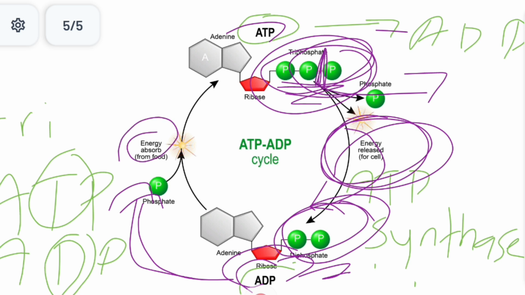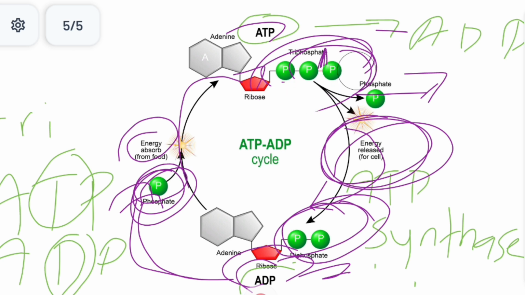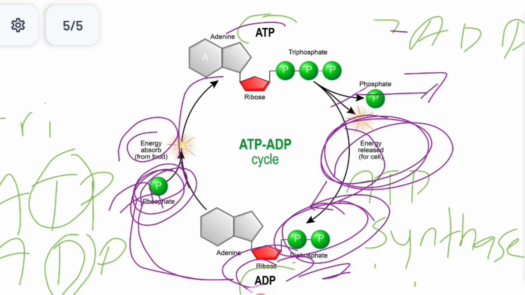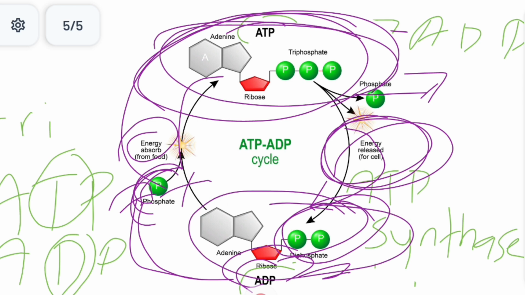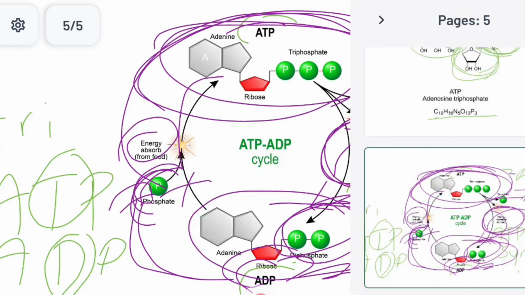The energy is absorbed from the food, of course. So if there is excess energy from the food, the phosphate that has been released in the cycle will reattach itself, from 2 plus 1. Two phosphate plus one phosphate, you will now have triphosphate, and that is the ATP. So I hope this clarifies the lesson. Thank you very much.